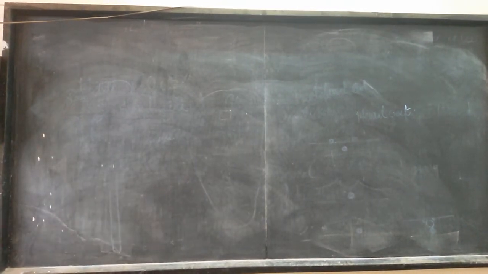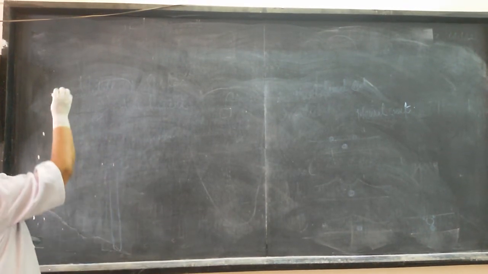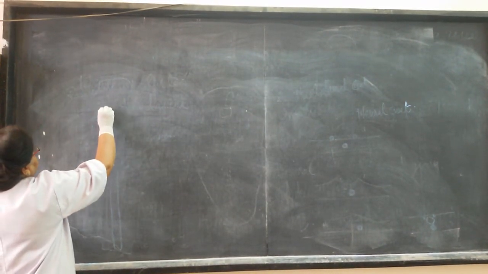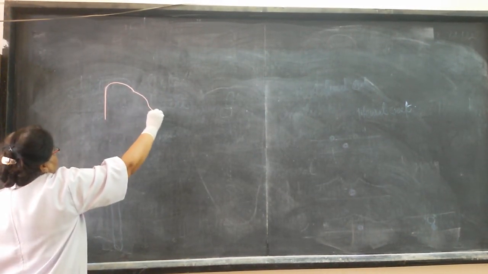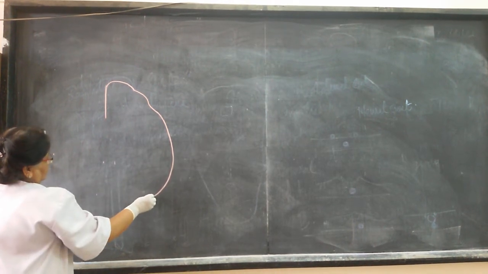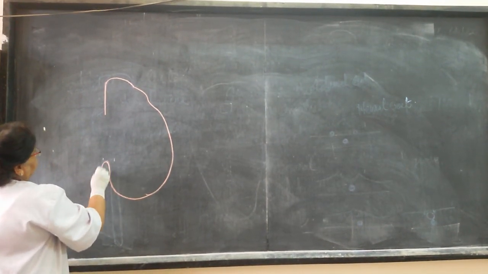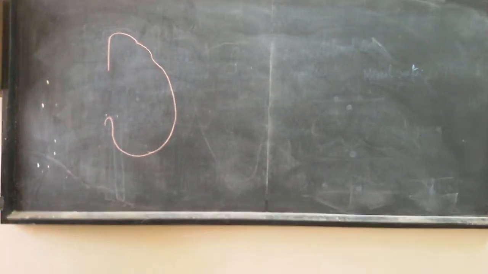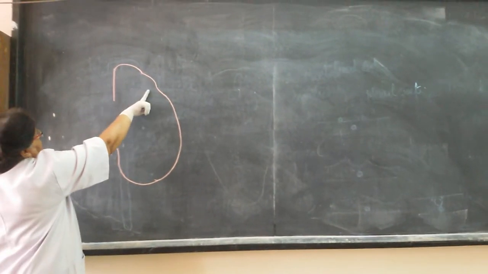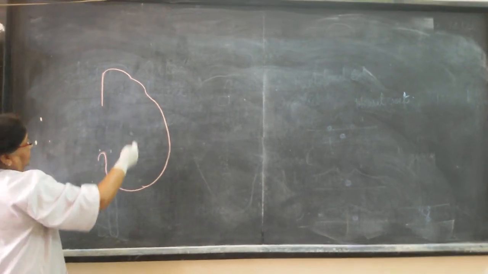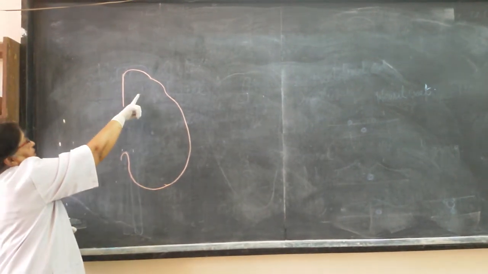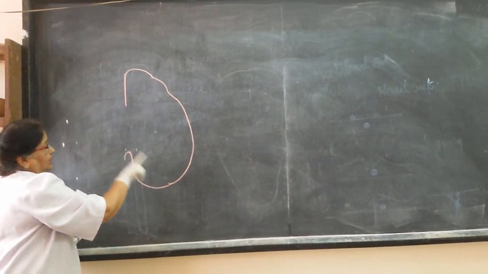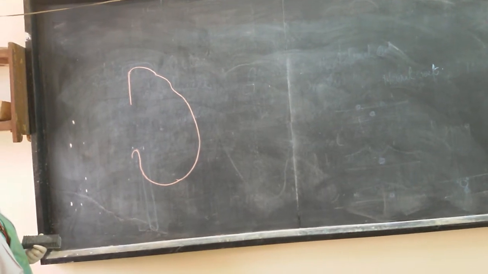The tissue is growing further. This is one side of the tissue. Dorsally, the alar lamina, ventrally, the basal lamina. The alar lamina is sensory in function and basal lamina is motor in function.